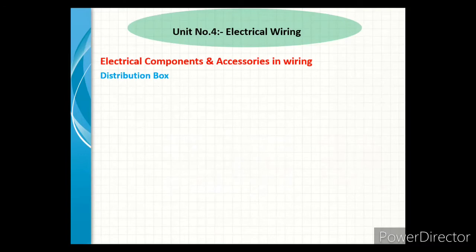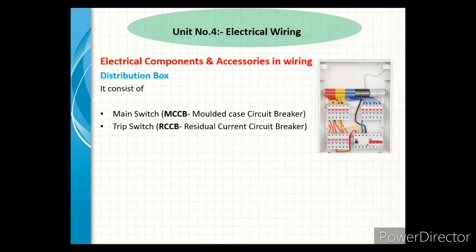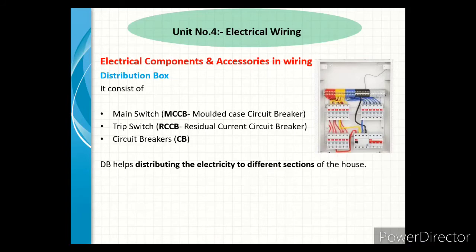Our next component is distribution box. It consists of main switch, MCCB, molded case circuit breaker, trip switch, RCCB, residual current circuit breaker, and circuit breakers. Distribution box helps in distributing the electricity to different sections of the house. It contains lighting circuit, power circuit, etc.